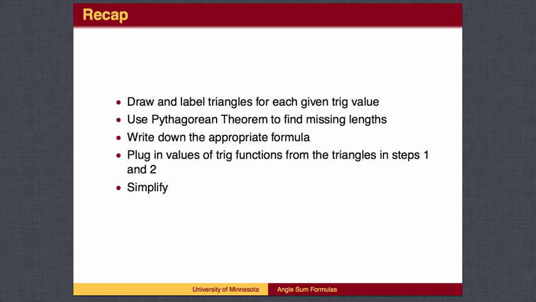To recap, in most cases, you'll be given the value of a single trig function for 2 different angles and be asked to find the value of a trig function with the angles added or subtracted. To do so, draw and label a triangle for both of the original angles. Find missing lengths by the Pythagorean theorem. Then use the appropriate formula. Plug in the values by reading them off the triangles and simplify.